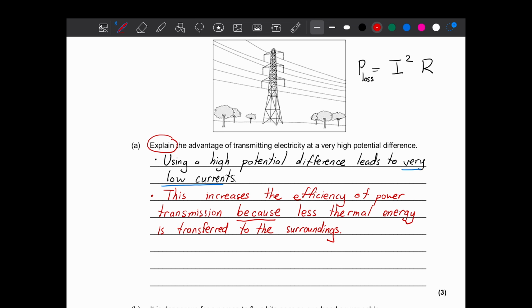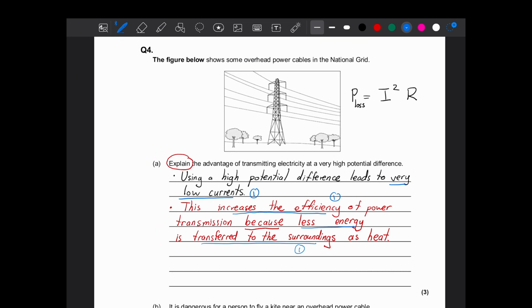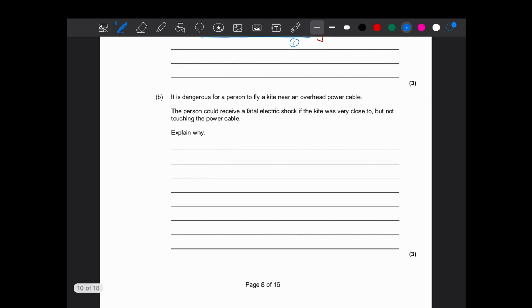Now, I've just copied it out from the mark scheme, but really, just to be a bit more accurate, energy is transferred to the surroundings as heat. Anyway, breaking down the marks here, you would get 1 mark for mentioning the very low currents, 1 mark for saying this increases the efficiency, and another mark for saying that less energy is transferred to the surroundings. So, not too difficult. Let's move on.